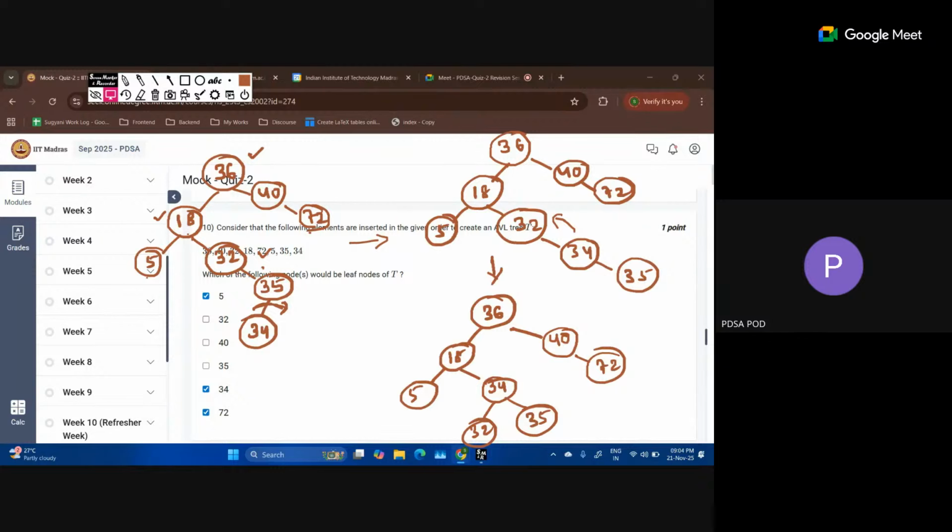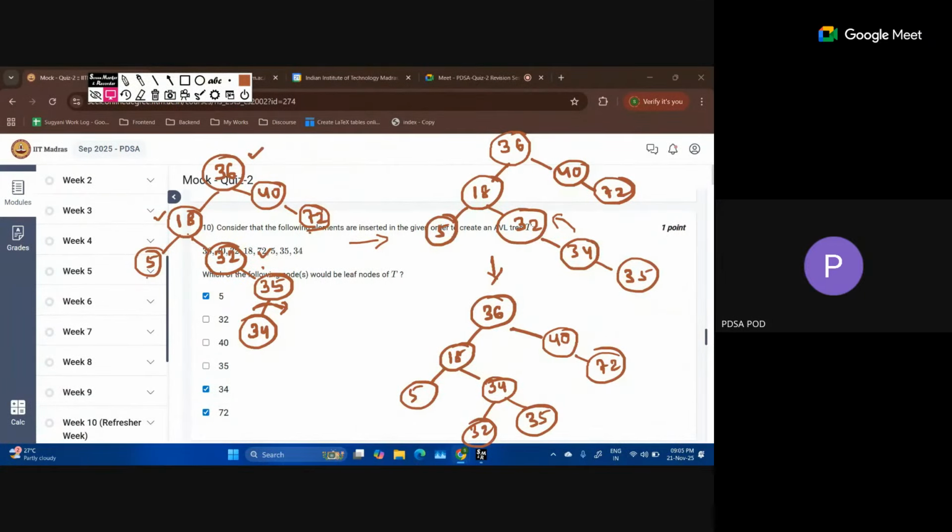So what are the root nodes? 5, 32, 34, 72. Sorry, not the 34. 5, 72, 32 and 35. Okay, that 34 is not there. I think we made a mistake or something.